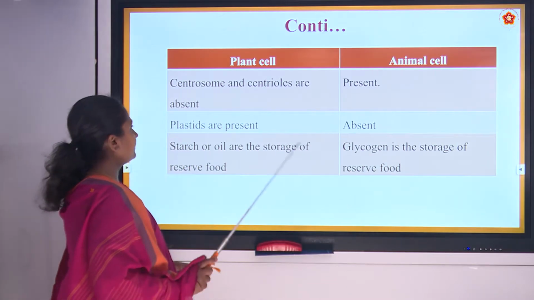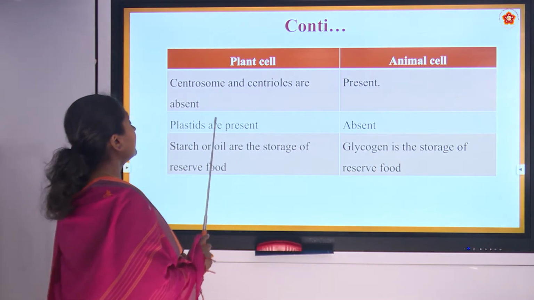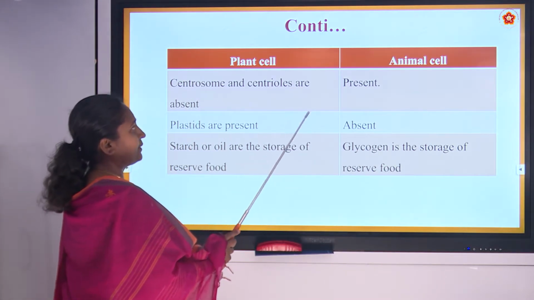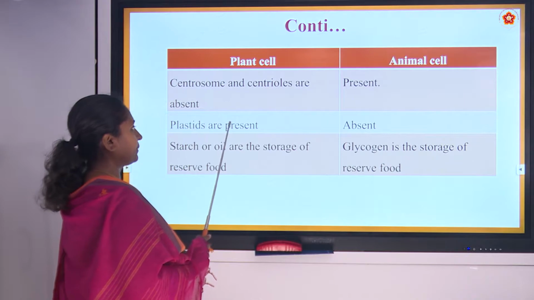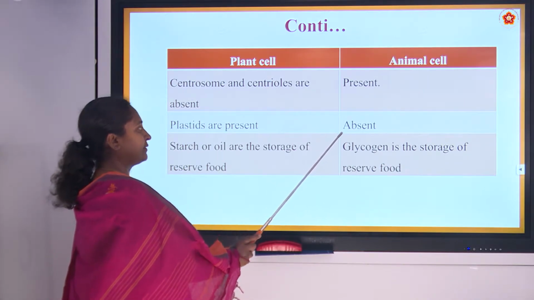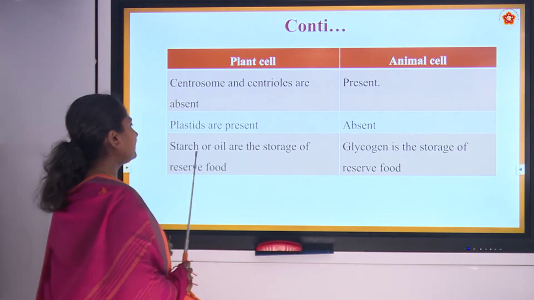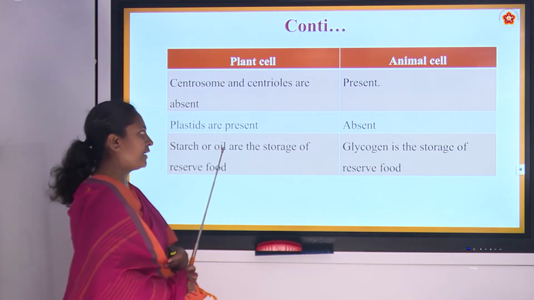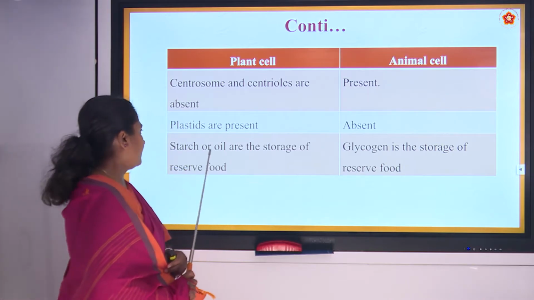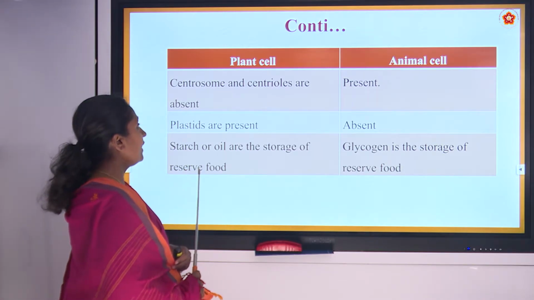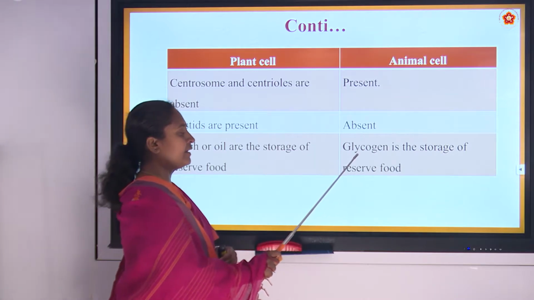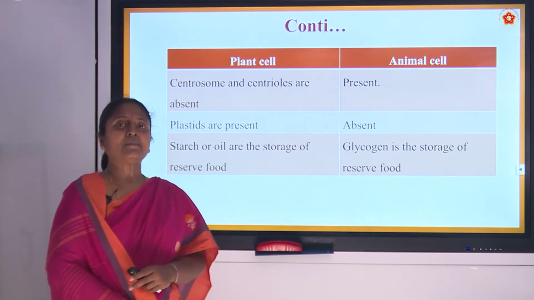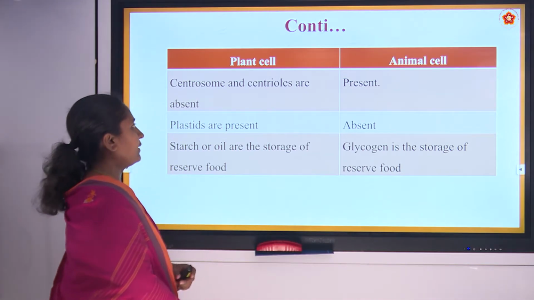The other differences we can see are here. The centrosomes or centrioles are absent in plant cells, whereas in animal cells they are present. Plastids are present in plant cells, whereas in animal cells they are absent. The major thing is the storage granule differences, right? Here the starch and oil are the storage material, the food reserve in plant cells, and in animal cells it is glycogen. These are some of the differences between plant cell and animal cell.